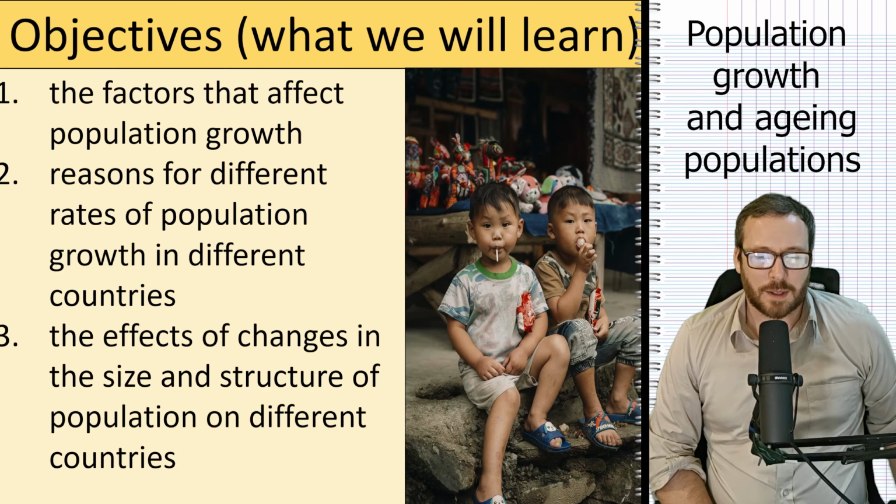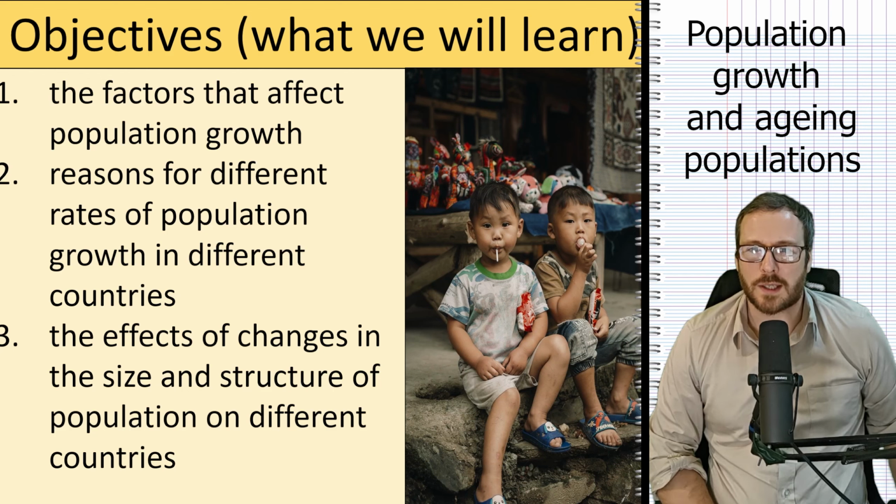All right, so ultimately then, what we needed to look at were the factors that affect population growth, reasons for different rates of population growth, how people feel about it, the effects of the size and structure of the population on different countries, and a couple of example questions. That's all we needed to get through today.